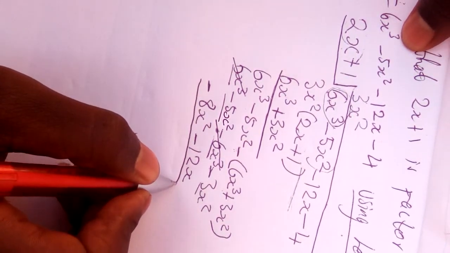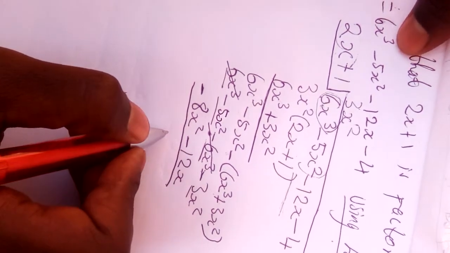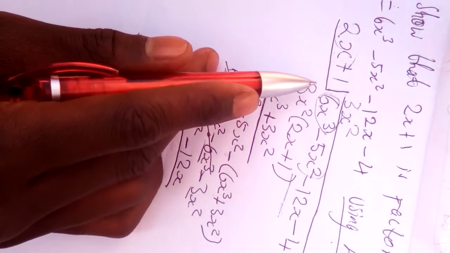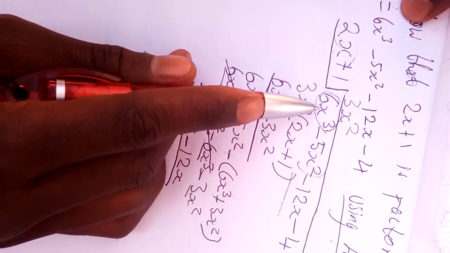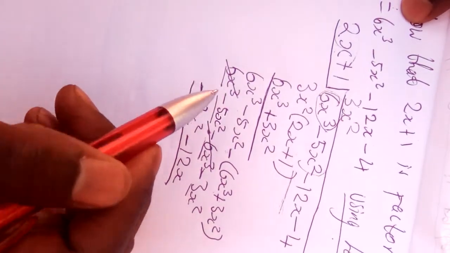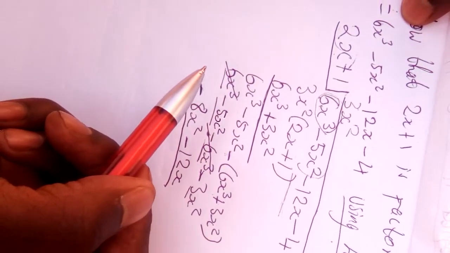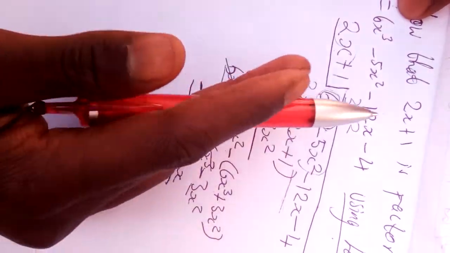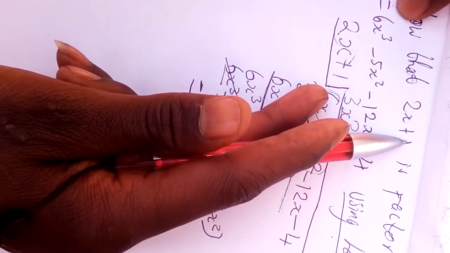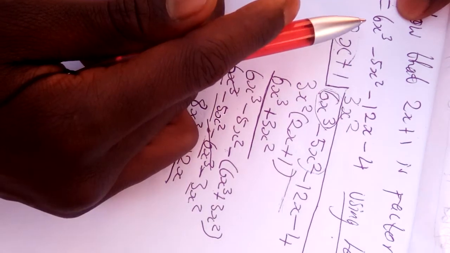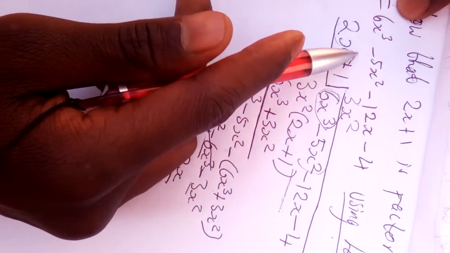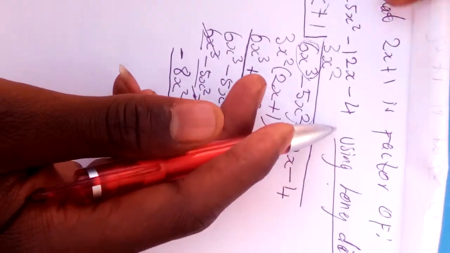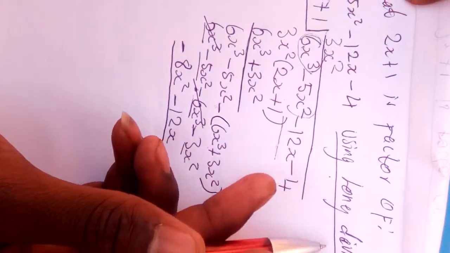Then from here, we divide the first term again by the first term of the divisor, which is 2x. The first thing that we did from here, we apply here. In other words, we repeat the first step. 2x plus 1 is a factor of 6x cubed minus 5x squared minus 12x minus 4 by using long division. Don't forget, we are using long division.